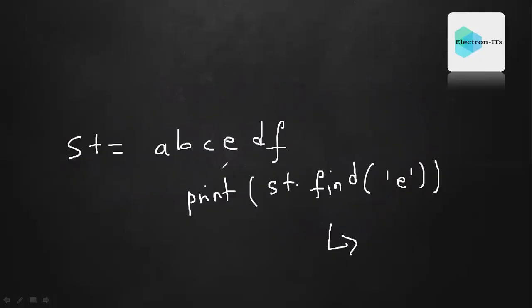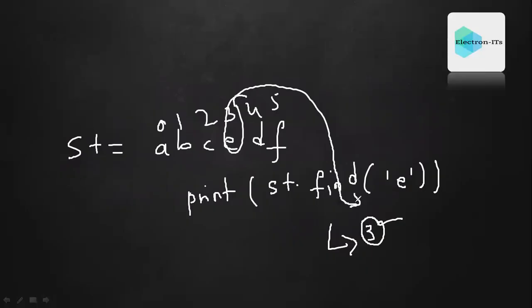So the number corresponding to E is 0, 1, 2, A, B, C, D. Okay, according to this string, we will consider it. So here the number is 3. So it will give the result 3. So at what position is that particular letter present? This E letter is present at 3 here. So this is 0, 1, 2, 3, 4, 5. So it will give this as a result. Using dot find, we can find that particular letter.